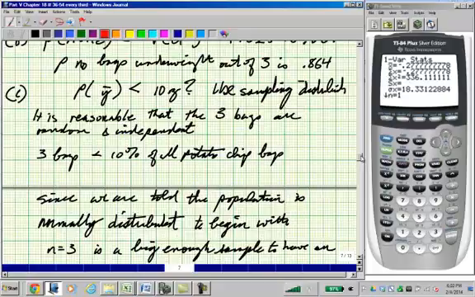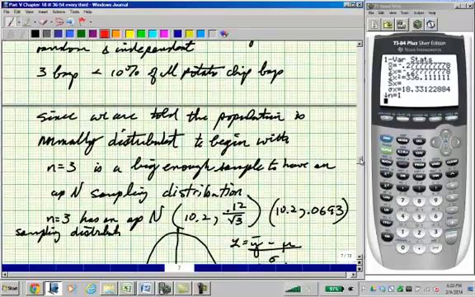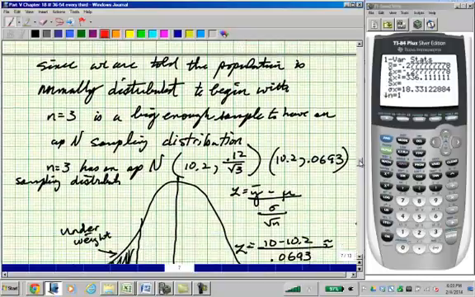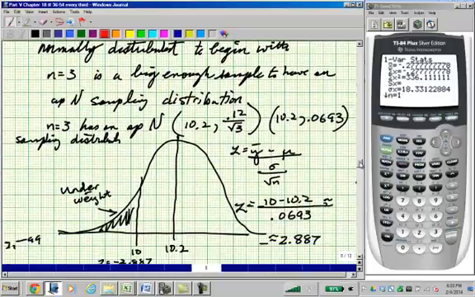Now, there's not an np and an nq. This is not a proportion problem. This is a quantitative problem. And since we are told the population is normally distributed to begin with, n equals 3 is big enough to have a normal sampling distribution. The sampling distribution is going to be approximately normal, 10.2 comma 0.12 divided by the square root of 3, or 0.0693.